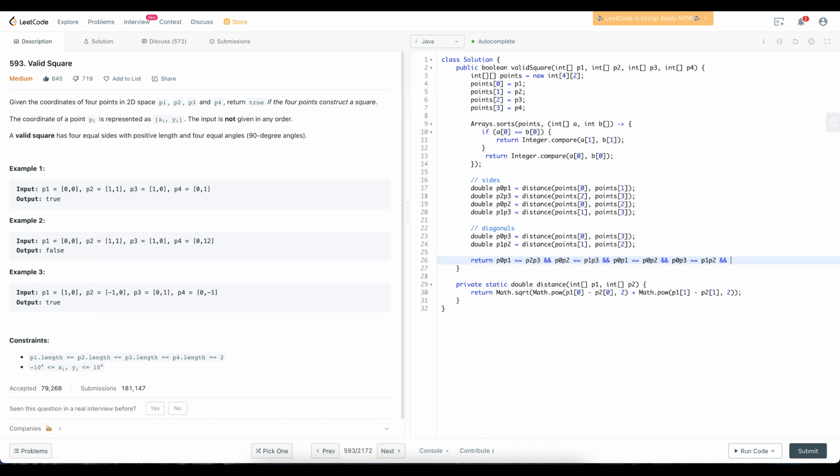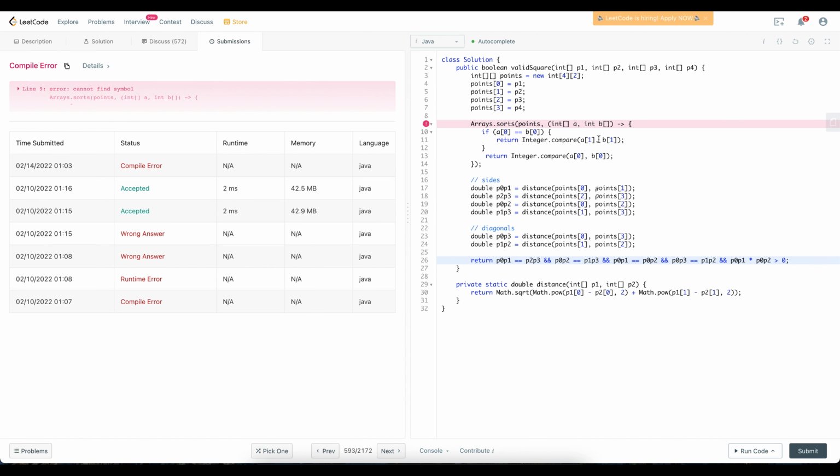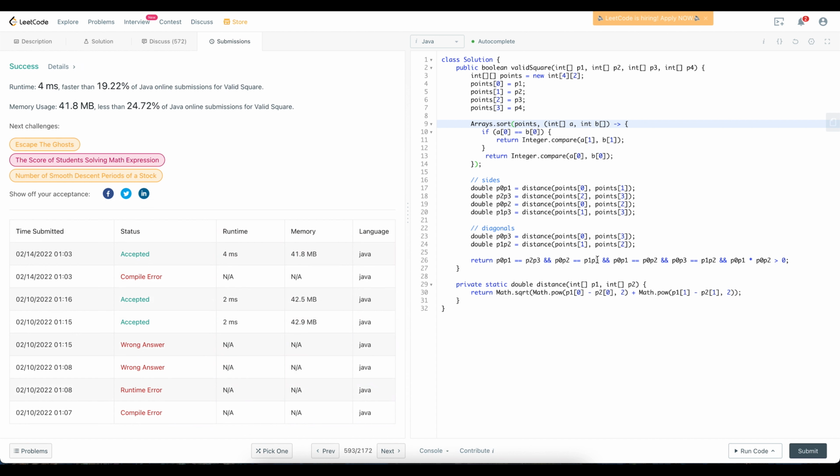And then lastly, we're going to make that area is greater than 0 check. So p0, p1 times p0, p2 is greater than 0. Okay, let's run this. Okay, cool. You'll see that it does indeed pass. And that's how you solve the problem of valid square.